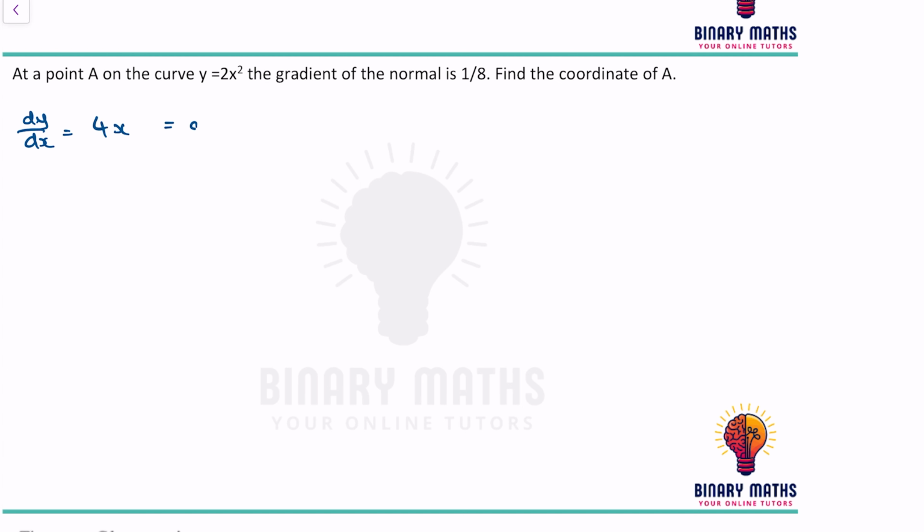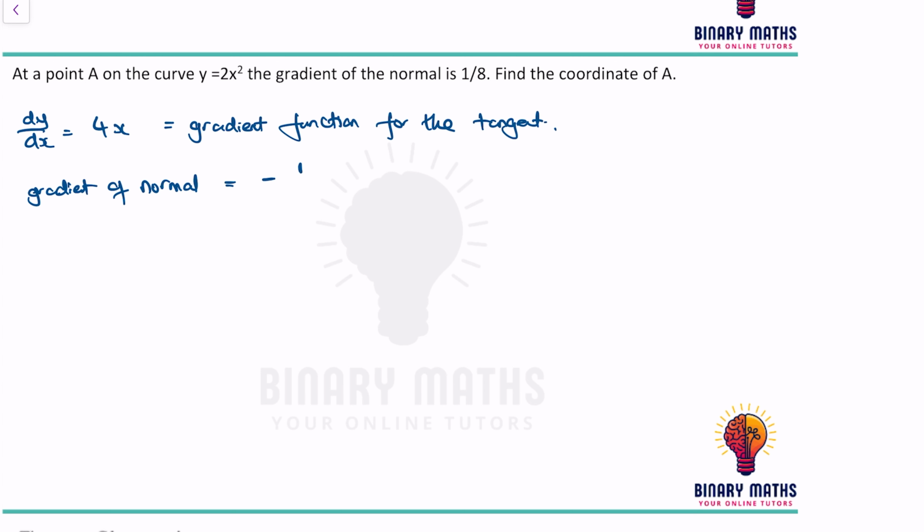which is the gradient function for the tangent. That means the gradient of the normal will be equal to negative 1 over 4x. Okay, and now we know the gradient of the normal is equal to 1 over 8.